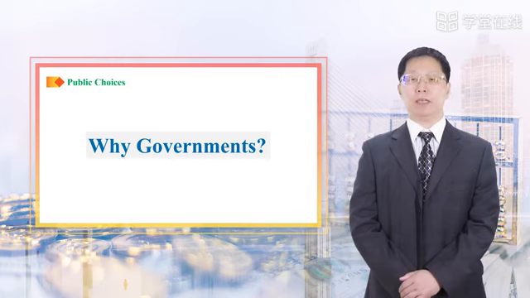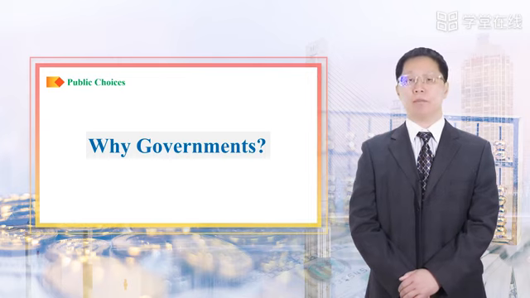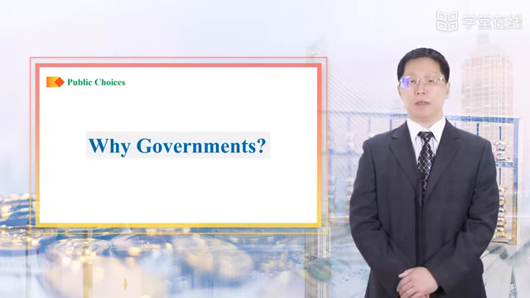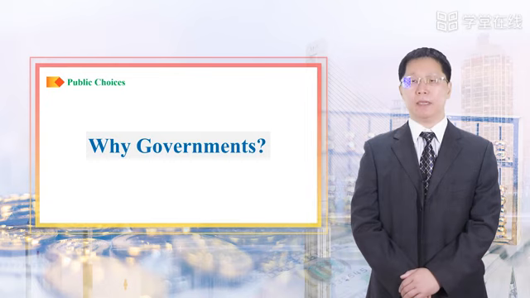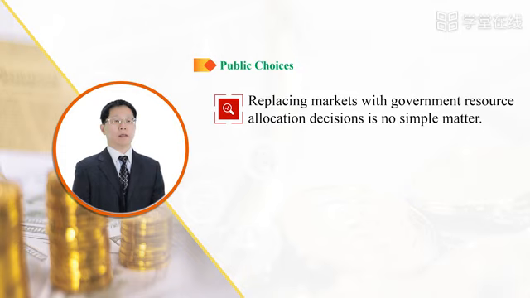First, they establish and maintain property rights. Second, they provide the non-market mechanisms for allocating scarce resources. Third, they implement arrangements that redistribute income and wealth. However, replacing market with government resource allocation decisions is no simple matter. Just as there can be market failure, there can also be government failure.